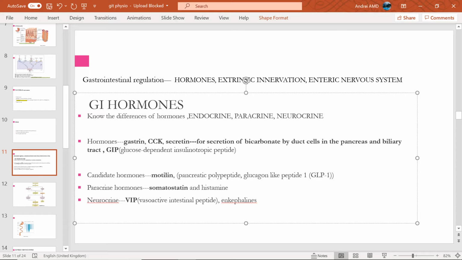And then because of this, the food and the acid will go to the duodenum. Now you want to neutralize this acid. By how? By secreting CCK and also secretin and GIP. This secretin, GIP, all responsible for lowering the acidic level. So CCK and secretin also cause pancreatic and biliary secretion, which causes intestinal digestion of the food.